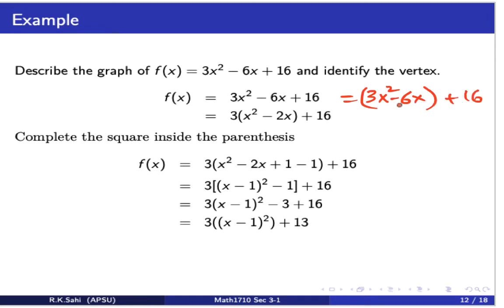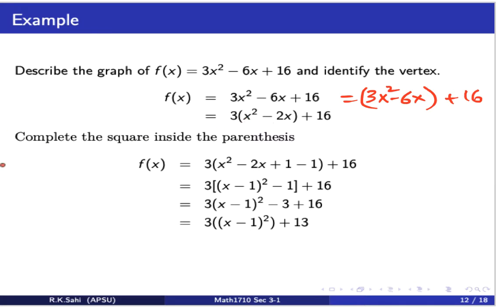Now when we look inside this parenthesis, x squared has a coefficient which is different than 1. That means we take this 3 out. When we take the 3 out, what do we get? 3, you open up the brackets, x squared minus 2x, close the brackets, plus 16. Now we're going to complete the square inside this parenthesis.